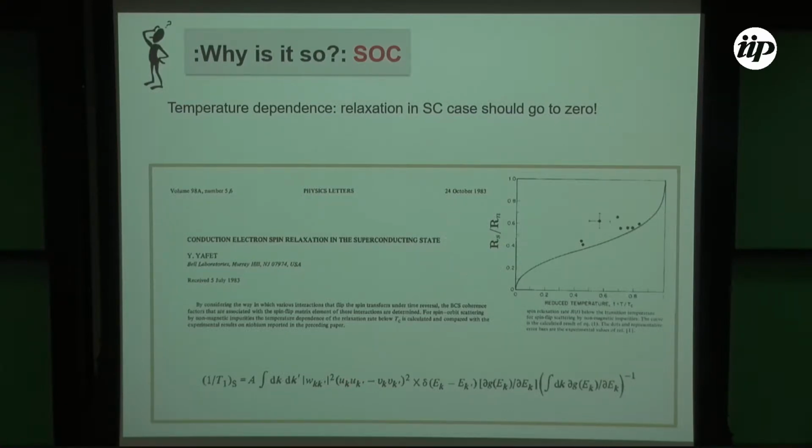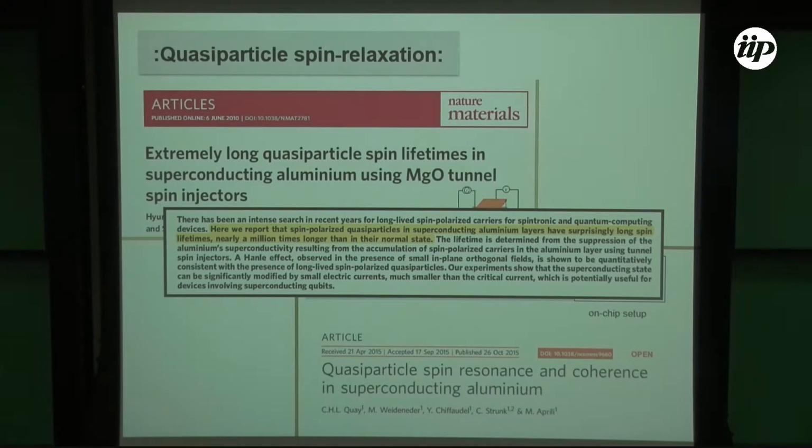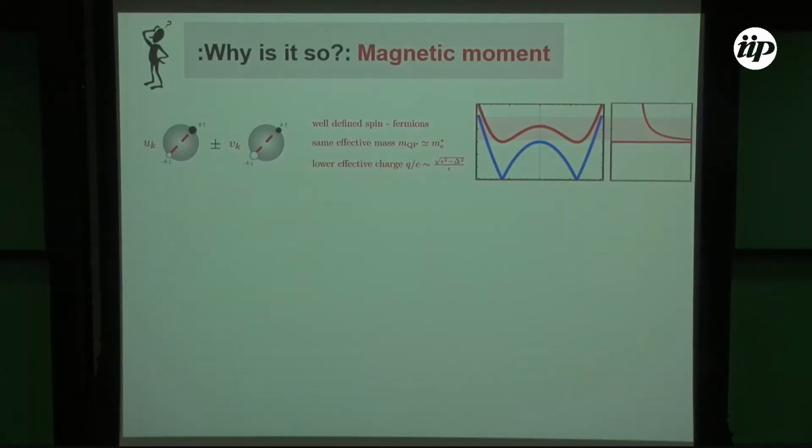And basically what you are seeing here is the ratio between the spin relaxation rate in the superconducting phase to the spin relaxation rate in the normal phase as a function of the reduced temperature. And you are seeing that according to this Yafet formula, this should go to 0. There were already some experiments done in ultra-thin aluminium, and I hope that maybe some people can also repeat them in superconducting graphene. They are reporting about 6 orders of magnitude difference in the spin relaxation in the superconducting aluminum compared to the normal case.